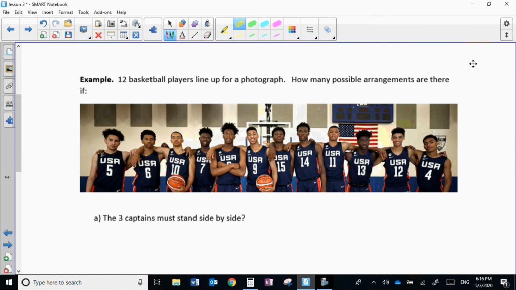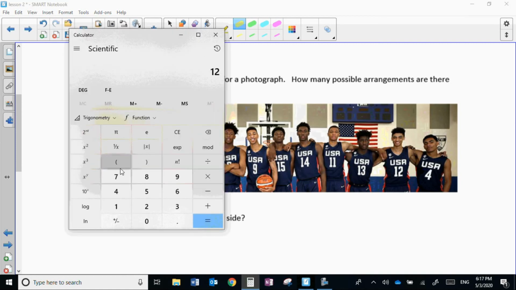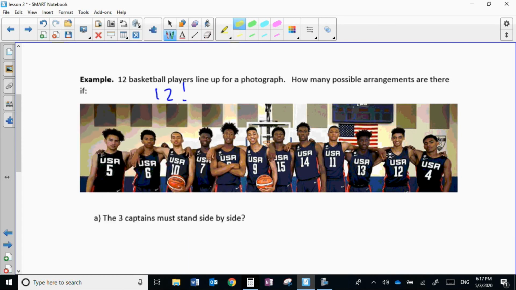For this example, assume we have 12 basketball players lining up for a photograph. How many possible arrangements are there if? Well, let's just start with, there is no if. 12 factorial is how many ways that 12 people could be rearranged in line. That's a huge number. Let's just see how big it is. 12 factorial. There you go. 479 million.